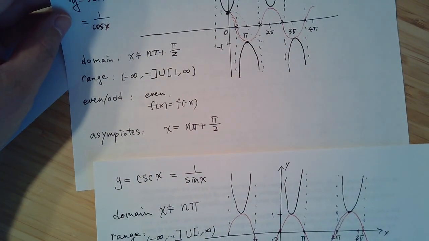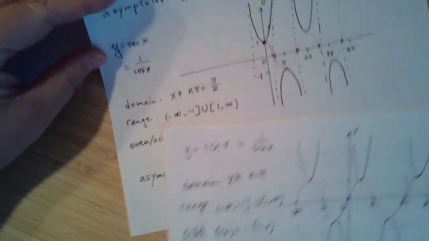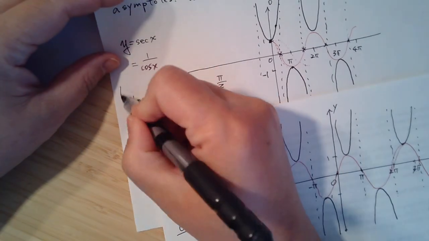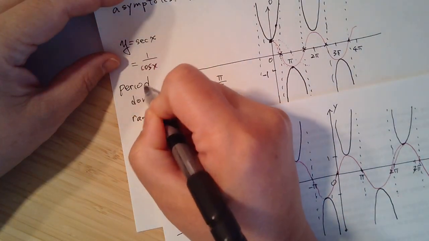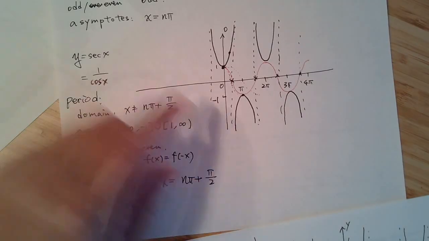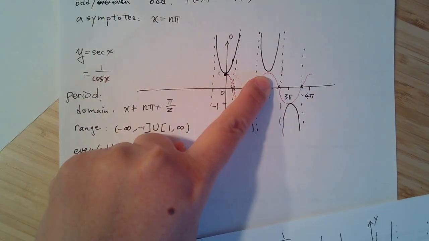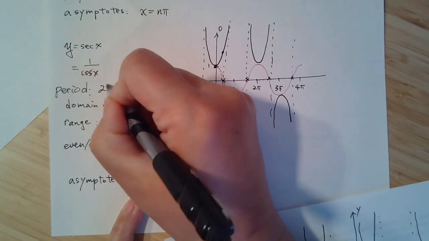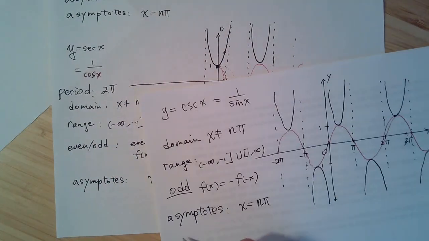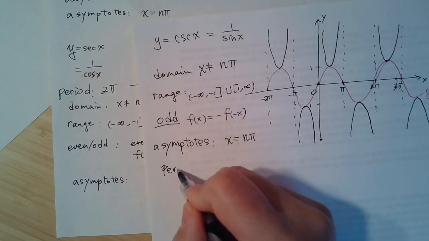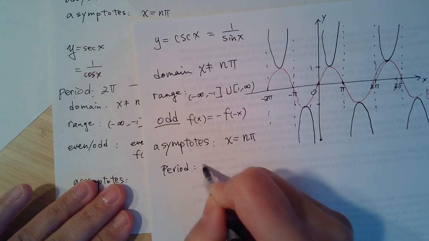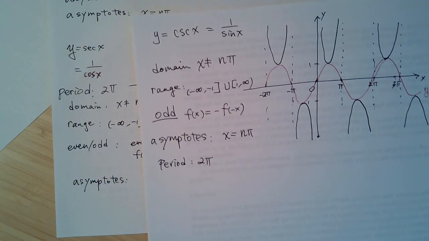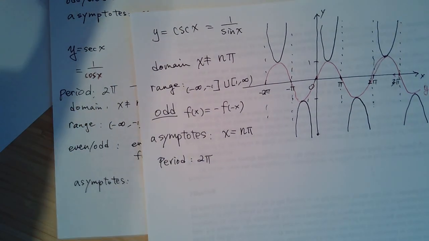Oh, there's one thing I forgot. What is the period? You see, what is the period? Starting from here all the way to here, right? After 2 pi it repeats. So the period is 2 pi. And this one, same thing, the period is also 2 pi. So now you see sine, cosine, tangent, cotangent, secant, and cosecant.